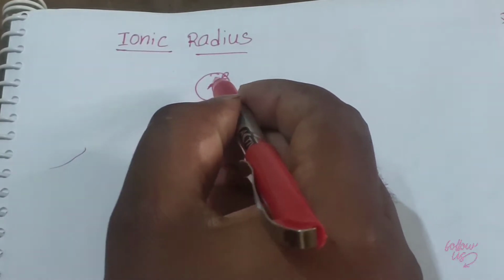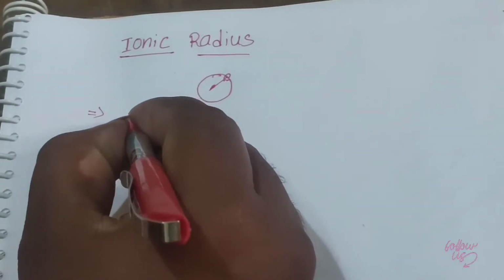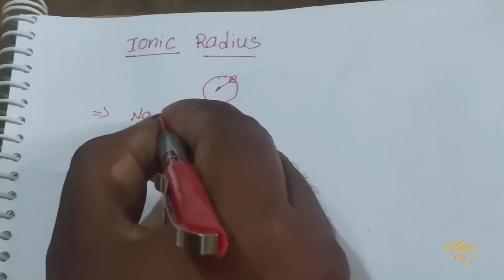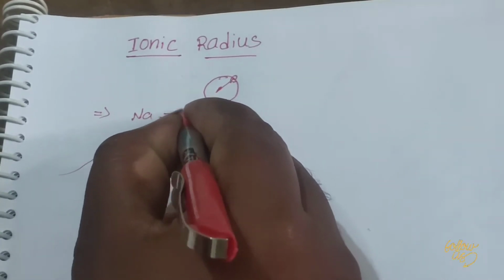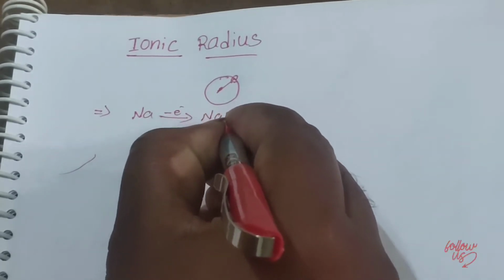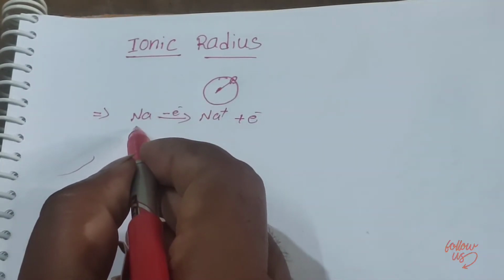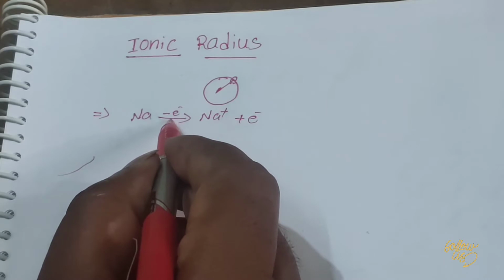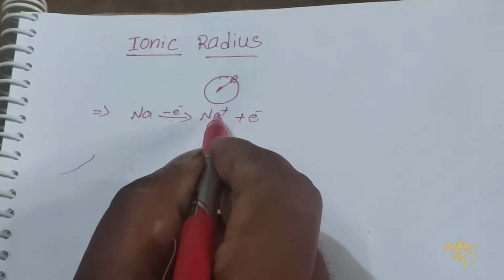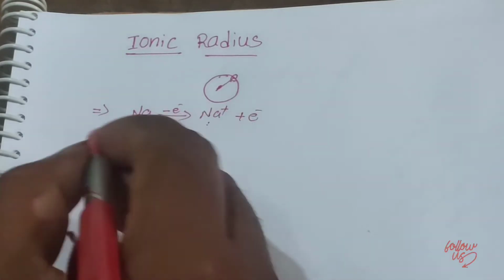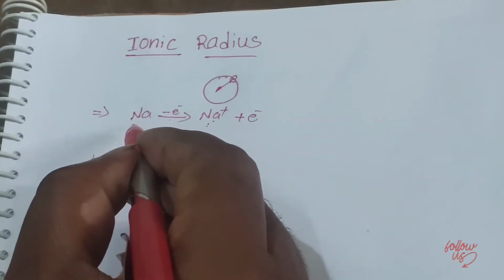Now, when the neutral atom loses one electron, it will form a cation. For example, when the neutral sodium atom loses one electron, it will form a cation, the sodium ion. Now the ionic radius of a cation is less than that of the neutral atom.